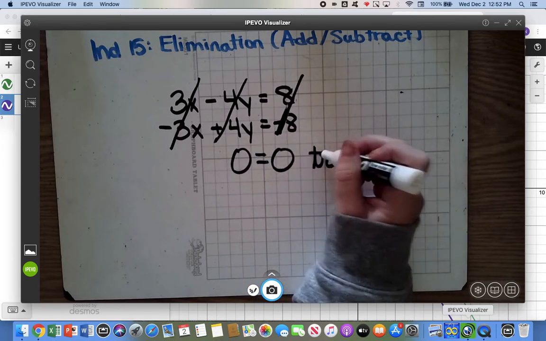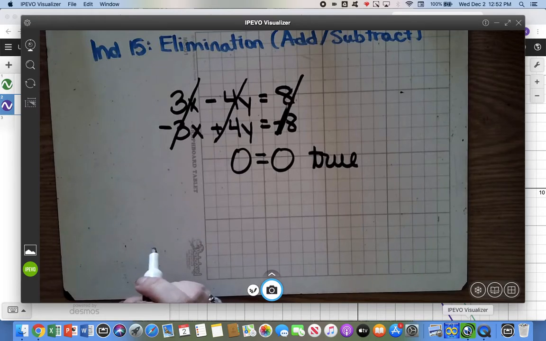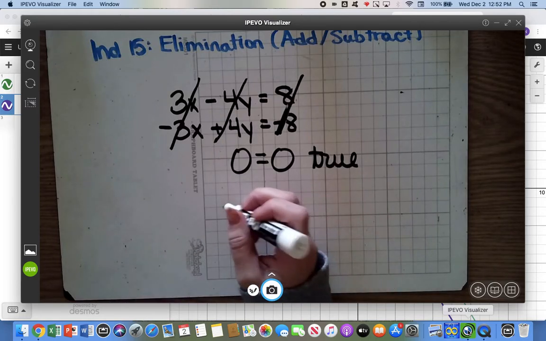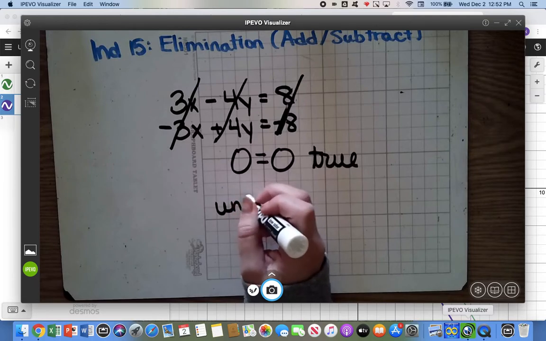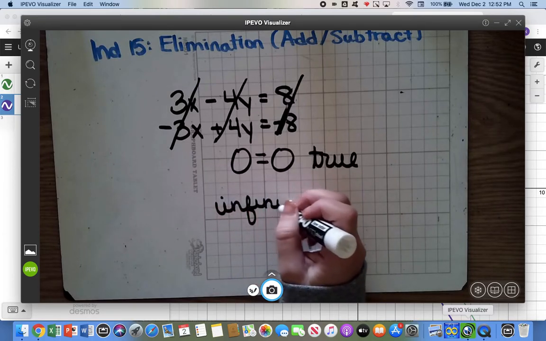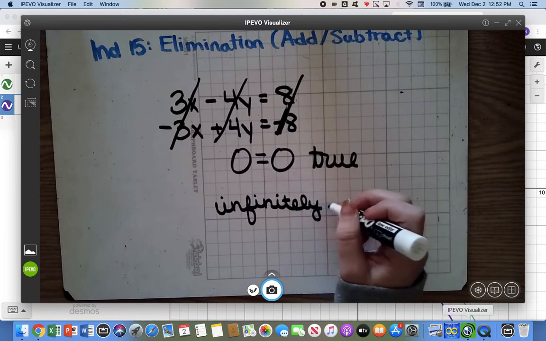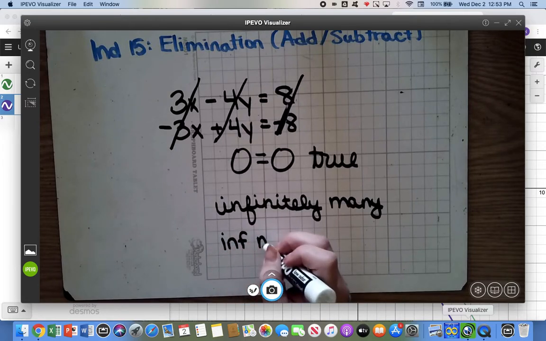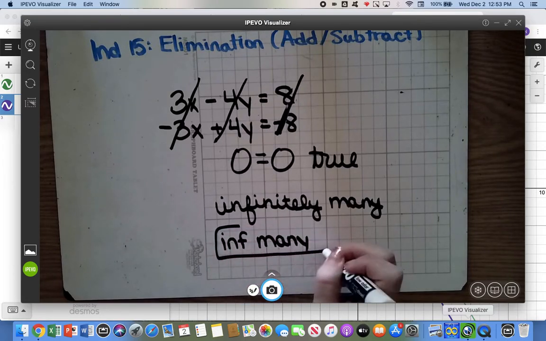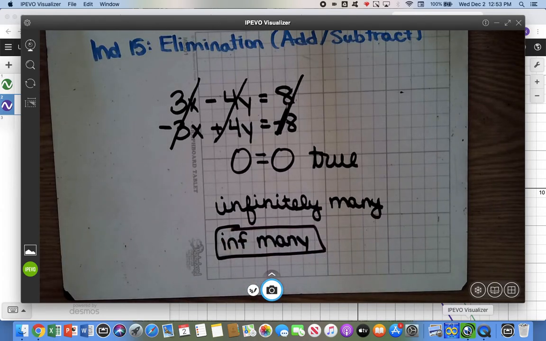Now, this is a true statement, and this is actually something that we didn't talk a lot about in graphing, but whenever you have everything eliminate, they actually graph to the same line. And we actually write infinitely many solutions. Now, if you want to abbreviate, I will allow it. So that is the abbreviated version, infinitely many. So you can have ordered pairs, you can have no solutions, you can have infinitely many solutions. More times than not, you're actually going to have an x and a y to solve for.